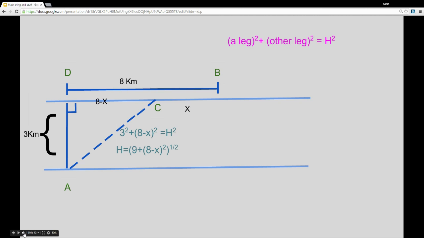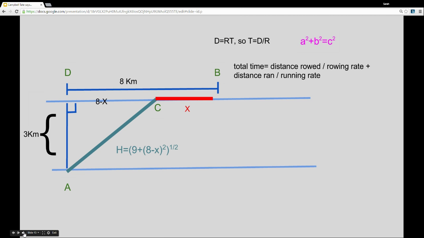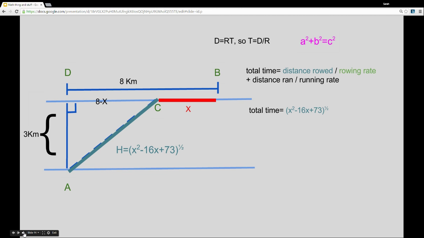We also need to use the distance formula. Distance equals rate times time. Since we're trying to find time, let's manipulate the formula so it's time equals distance divided by rate. Therefore, our total time will be the distance rowed divided by the rowing rate plus the distance ran divided by the running rate. Our distance rowed is equal to h, so we can use the equation we got from the Pythagorean theorem. Now, about how fast can you row? About 4 kilometers per hour? Good. We can now divide how far you will row by that, which we found to be (x squared minus 16x plus 73) to the 1/2.